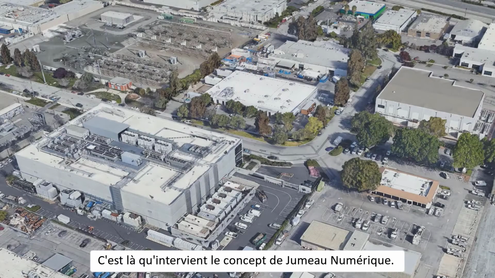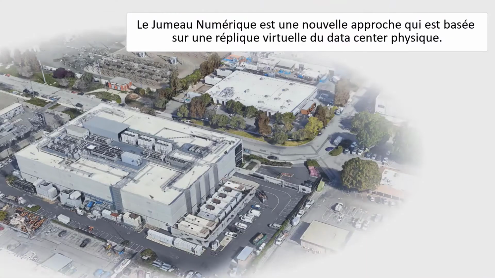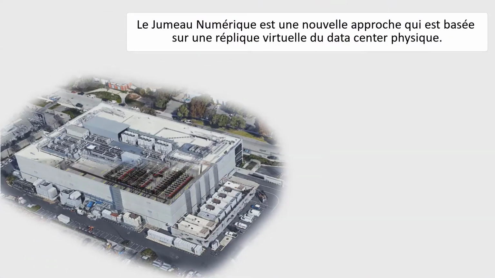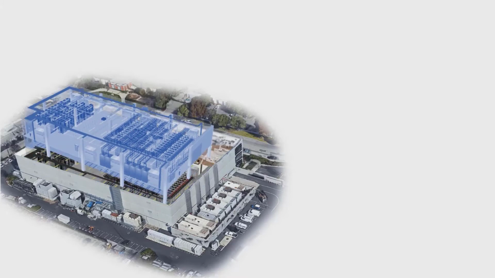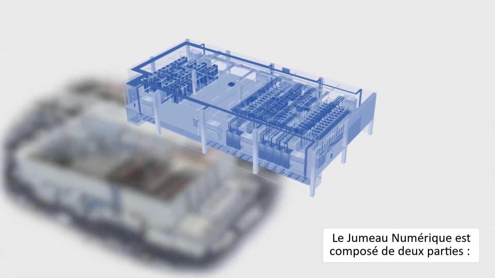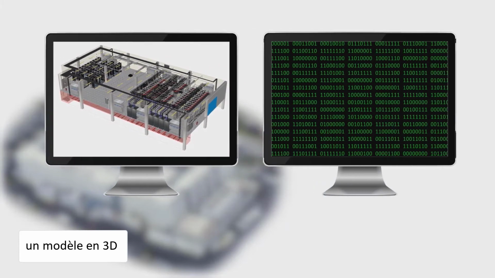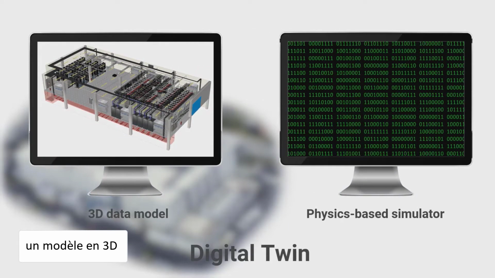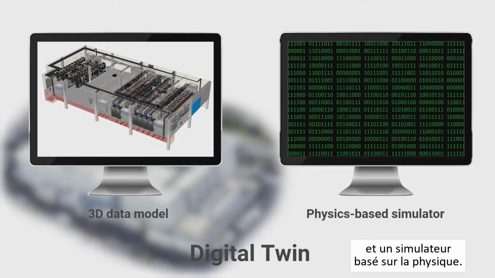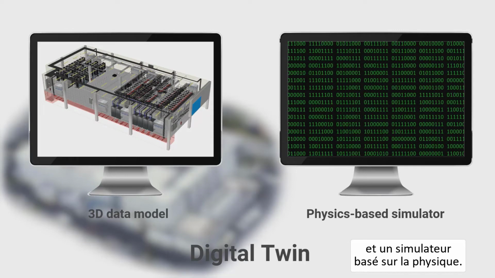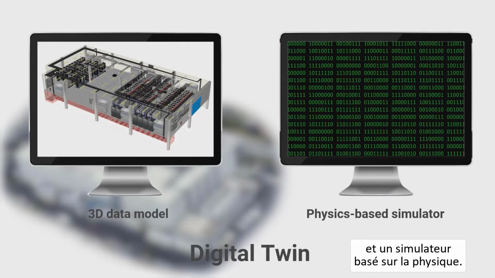This is where the concept of a digital twin comes in. Digital twin is a virtual replica of the physical data center. It's made up of 2 parts: a 3D data model that reflects the data center's physical configuration, and a physics-based simulation capability that mimics the data center's physical response to operational changes.